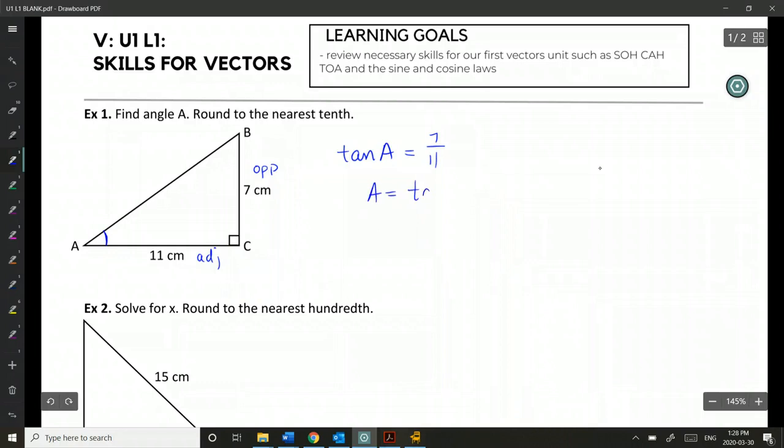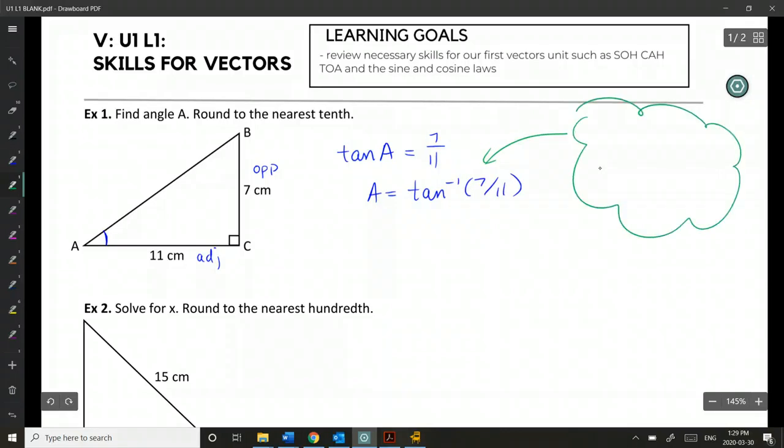Now for our vectors units, you're actually going to want to be in degree mode rather than radian mode. So just make sure you're in degree mode here. And you're going to do tan inverse on your calculator, and you should get 32.5. We're rounding to the nearest tenth here, which is 1 decimal place.